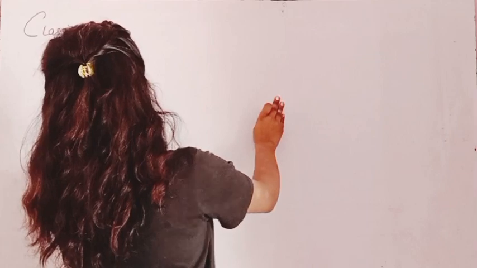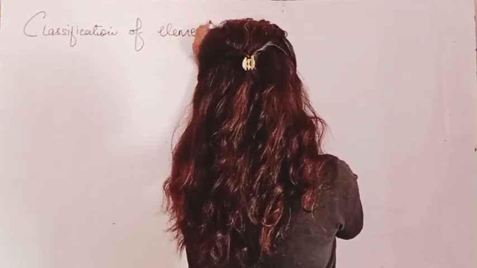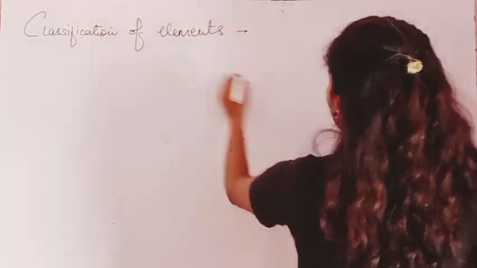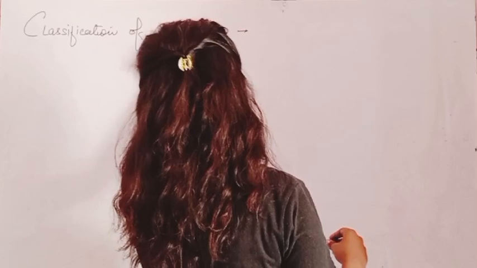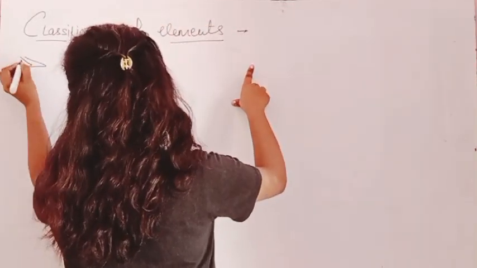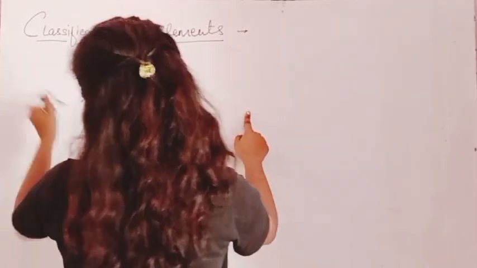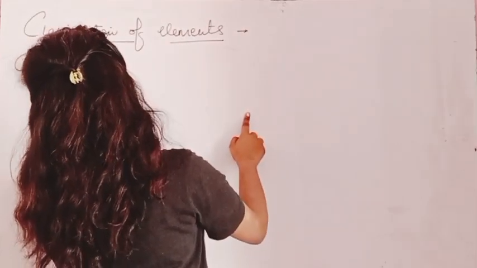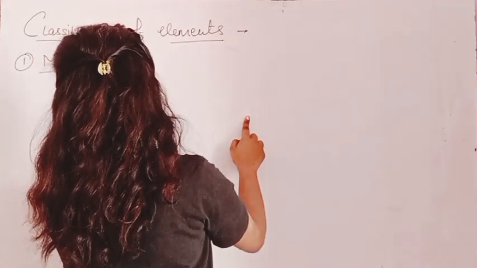That is the classification of elements on the basis of metals, non-metals and metalloids. So first of all, let's talk about them one by one. What is the first topic that we are going to have? It is what we understand by the classification of metals.